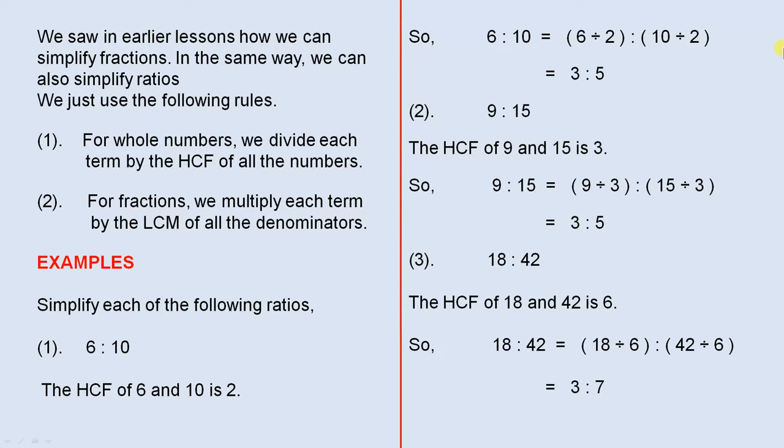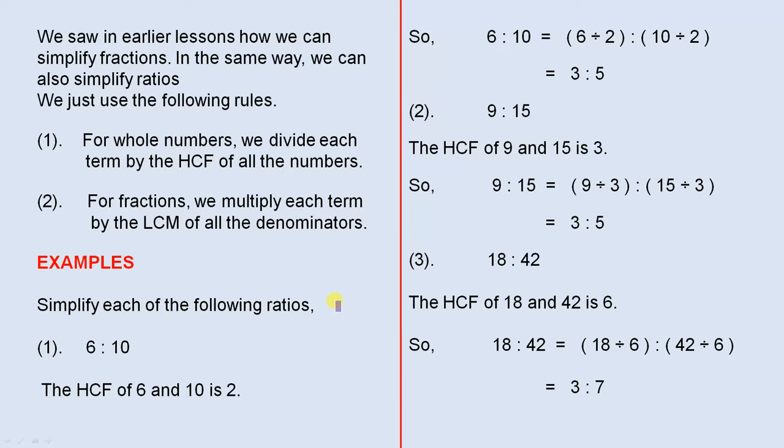Number 1. For whole numbers, we divide each term by the HCF of all the numbers. That's the highest common factor. For fractions, we multiply each term by the LCM of all the denominators. That's the lowest common multiple. So let's have a look how these rules work.